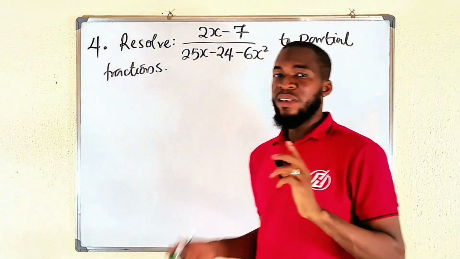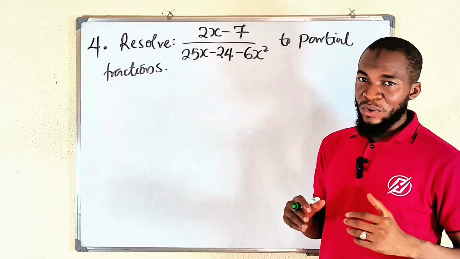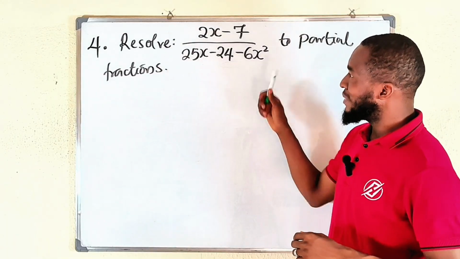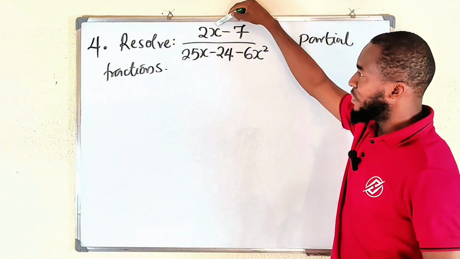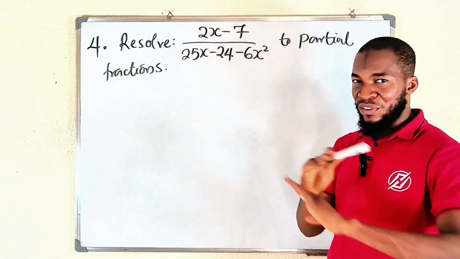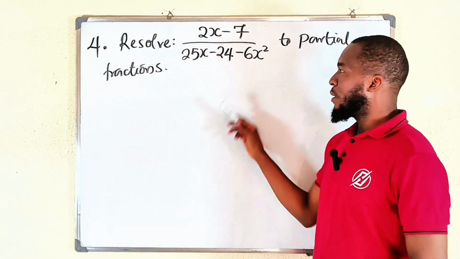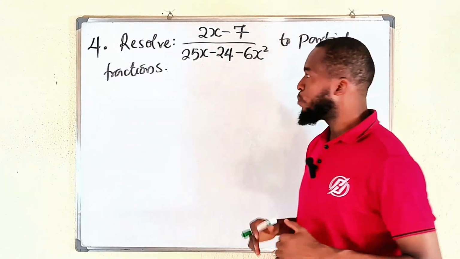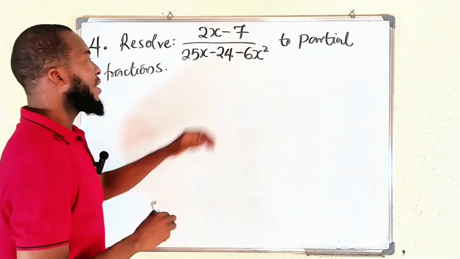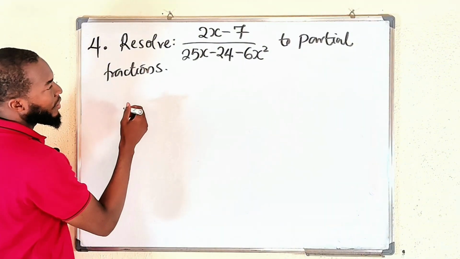First thing to observe is the degree of the numerator and the denominator. Make sure that the degree of the denominator is higher than that of the numerator. You see the degree here is 1, this is 2, so this is normal. Next, try to see whether the denominator is factorable. So let's see whether we can factorize this. Let me rewrite it here.